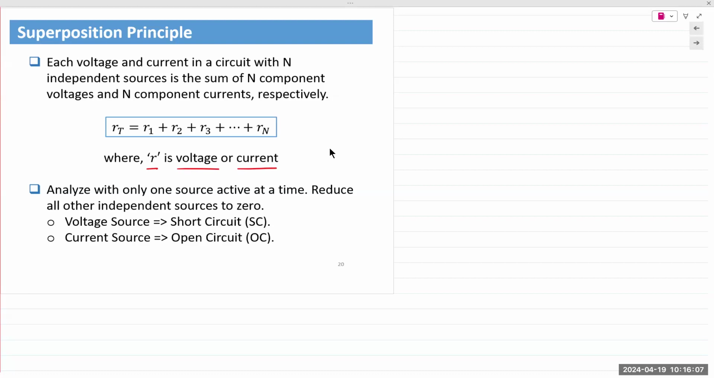Does that make sense? At least the principle. I'll go over in detail with the example and the problem and everything, but at least the principle, just in theory right now, does it make sense? Okay. All right. So reducing a source or making it inactive is done by replacing it with either a short circuit or an open circuit. Reduce to zero.